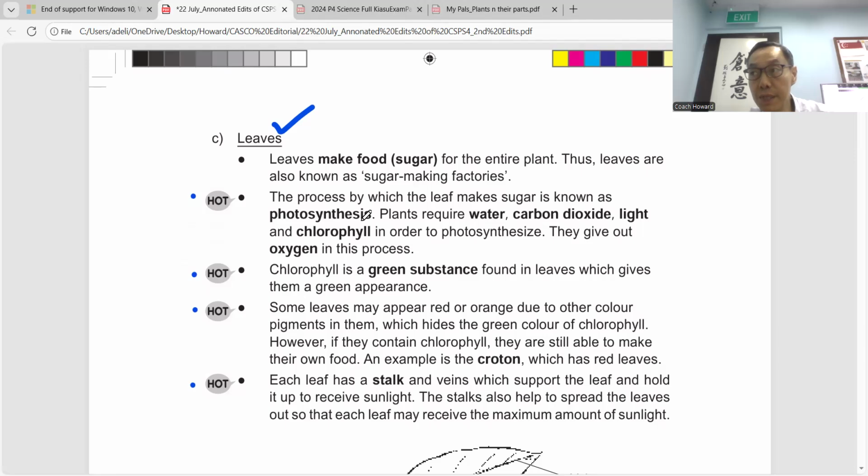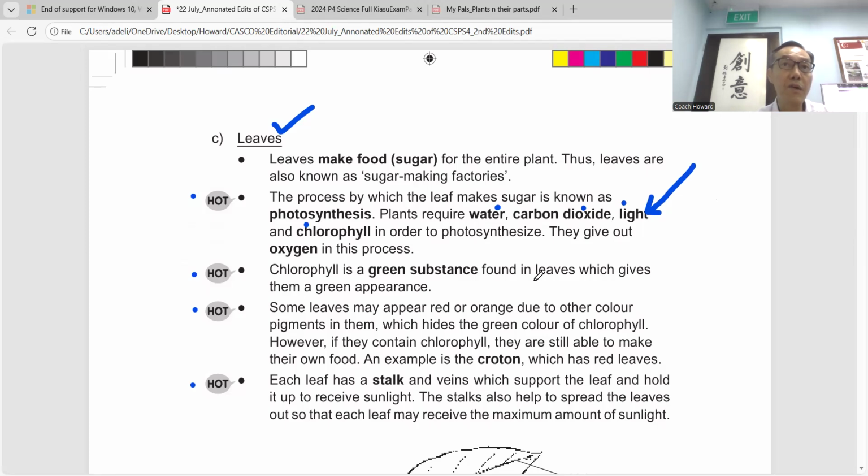I'm also teaching P6 on photosynthesis. So for P6 student, this is a good evidence that actually the first time you come across photosynthesis is at primary 4. Okay, photosynthesis is a process where leaves make food in the presence of carbon dioxide, water, light, and chlorophyll. Okay, what is chlorophyll?